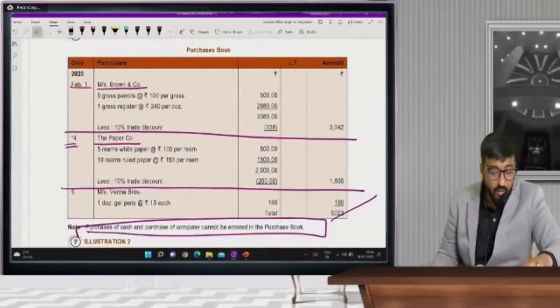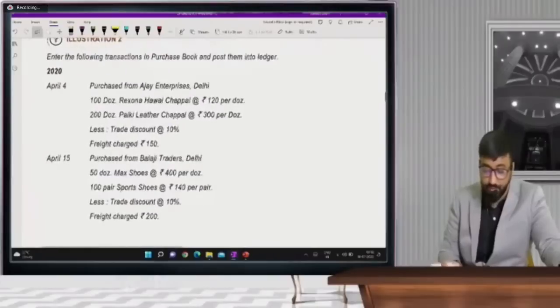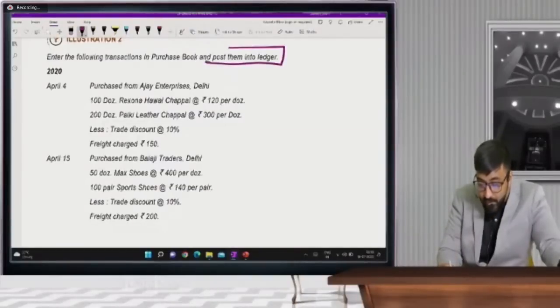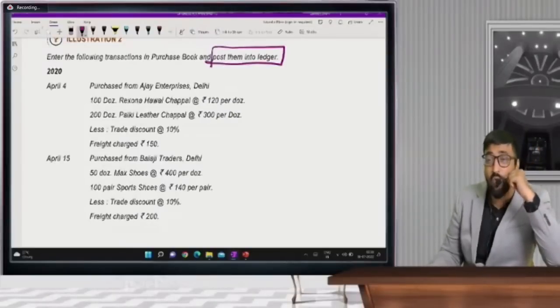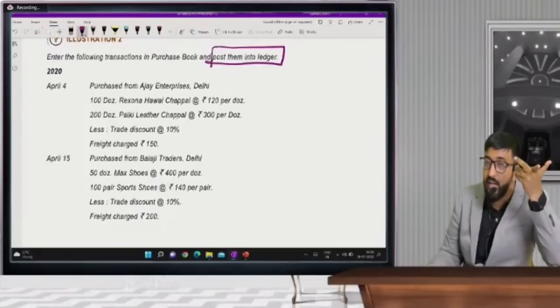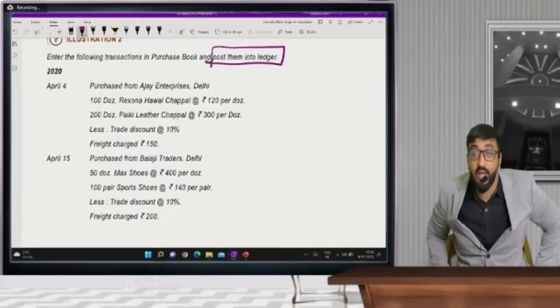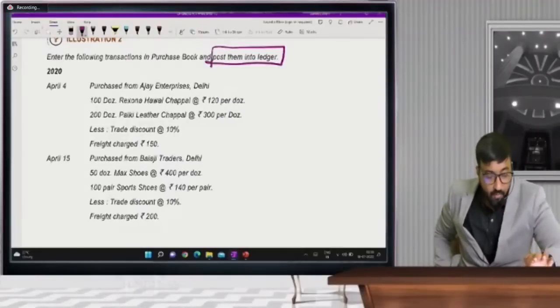Deepak Kumar is saying it is difficult, beta, then you will have to do something, study. Yes, one more question. Enter the following transactions in the purchase book and post them into ledger. Now post them into ledger. While posting in ledger, tell me, when will you take the purchase book total, immediately or after some days?